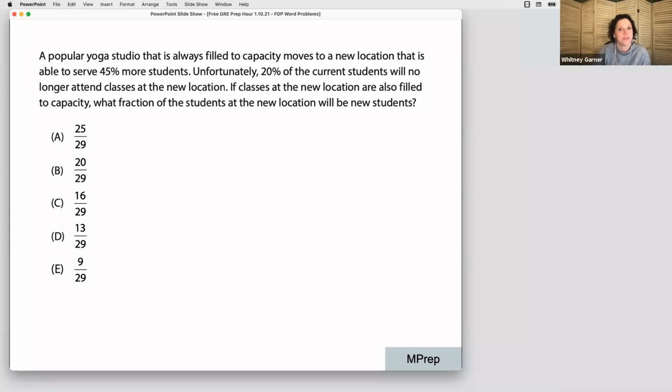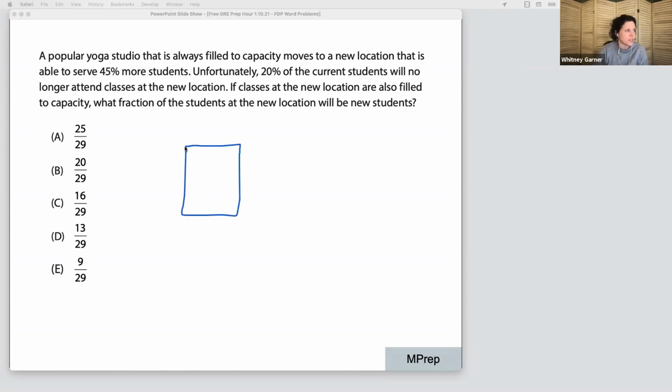All right. So last but not least, answer choices look crazy. Numbers are really weird. But I could make this real. I could sort of think about this. Like, let's imagine my first yoga studio. Let's say it's always at capacity, and everything says percent. So let's say 100 people. I'm just kind of drawing it for myself. And I'm going to move to a new location that's bigger and it can serve 45% more students. So this one's going to be able to serve 145.